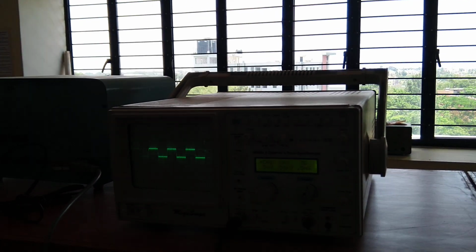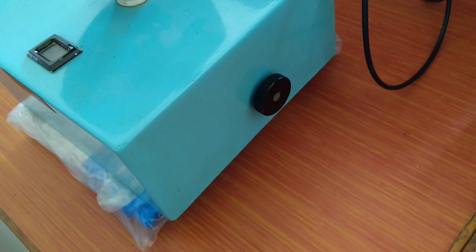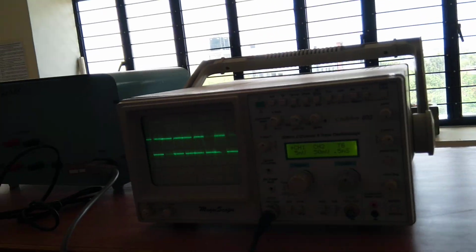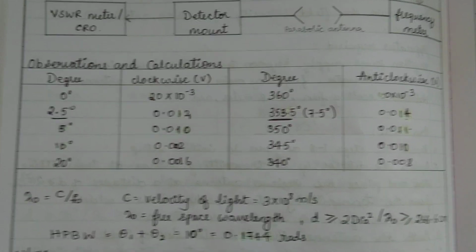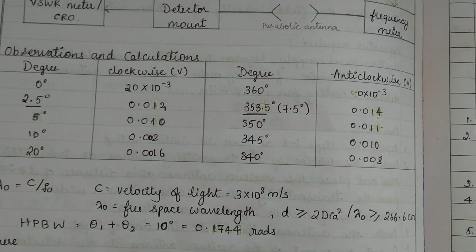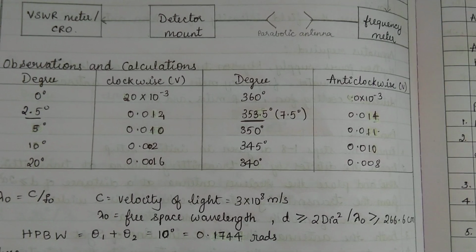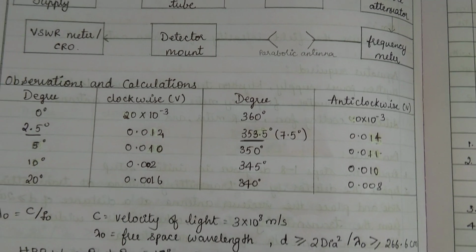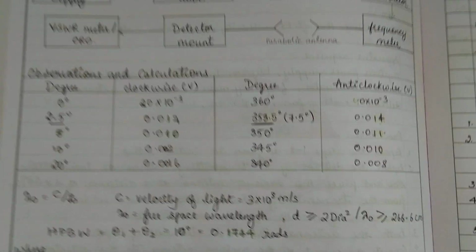For every 1 degree or 2 degrees you have to note down the values in a tabular column, that is, the value you are getting in the CRO. So this is about taking the values both in clockwise as well as anti-clockwise direction. See here, this is how exactly you can take it. For each degree, 2 degrees, 2.5, 5, 10, 20, like this you can take the values. These are the values you have got for anti-clockwise and clockwise direction.